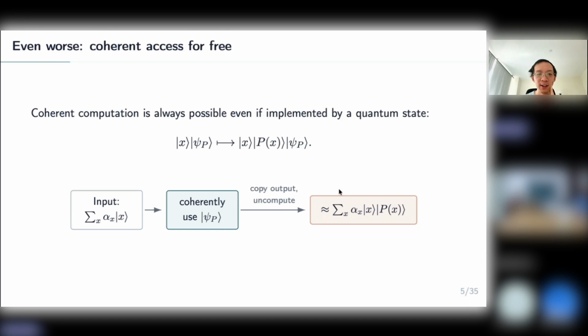And what you are going to get in the end, that you can show, is that this will be close to the original superposition over X along with P of X. And the quantum state that implements the program is not going to be decohered or entangled with this part of the output. So not only can you compute it many times, you can also compute over a superposition of X coherently. So that's two attacks.